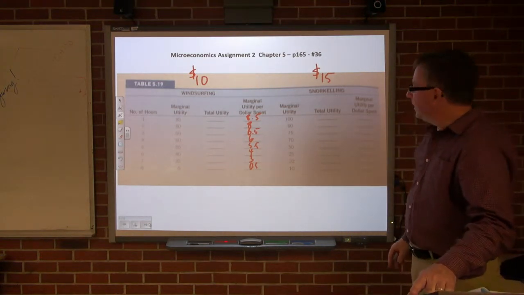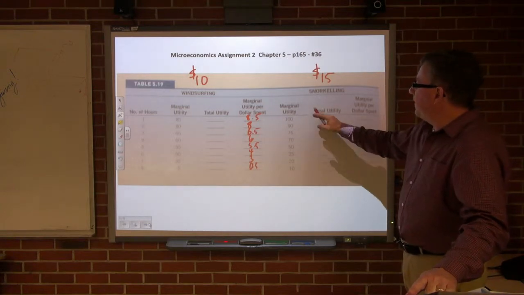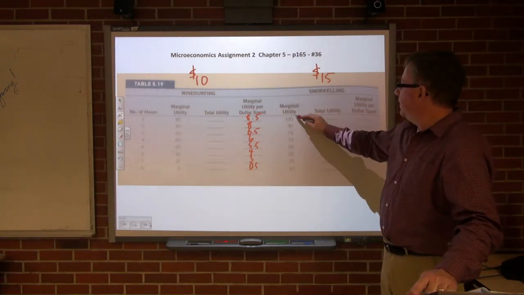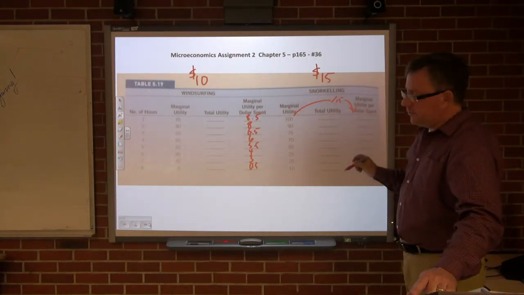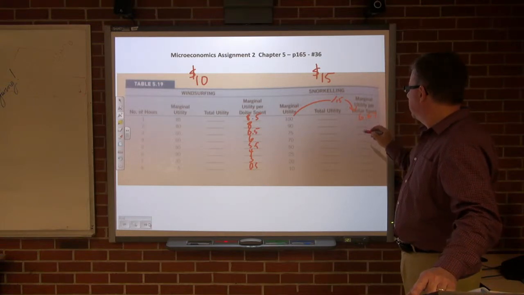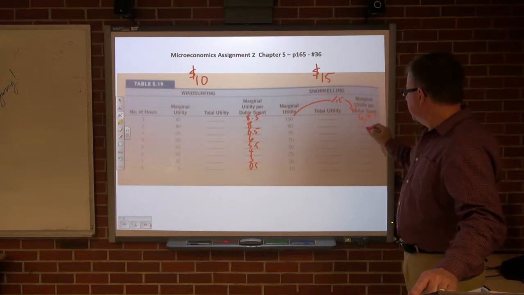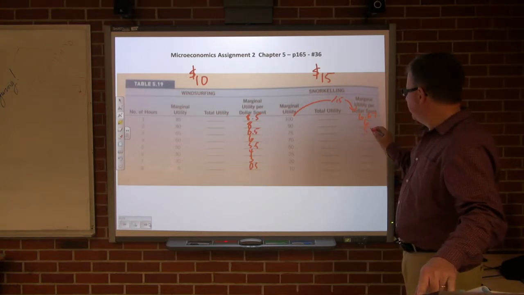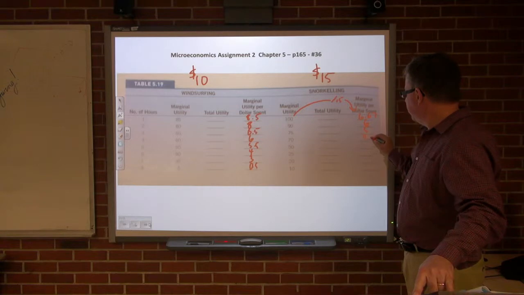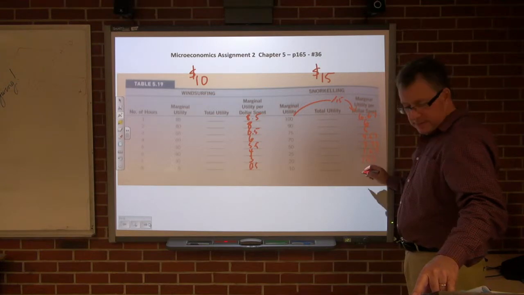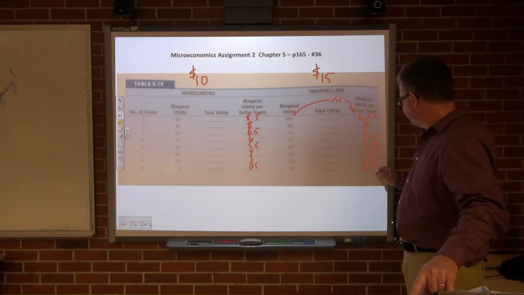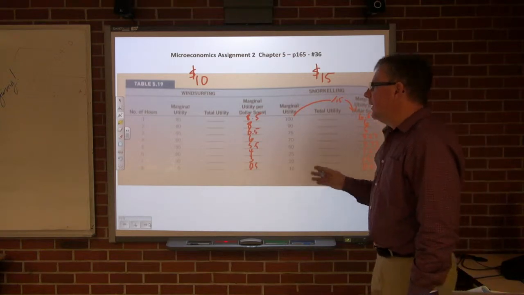And in the case of snorkeling, we have to take the snorkeling marginal utility and divide it by 15. So if you take 100 and divide it by 15, you'll get 6.67. 4.67. 3.33, 1.67, 1.53, and 0.67.